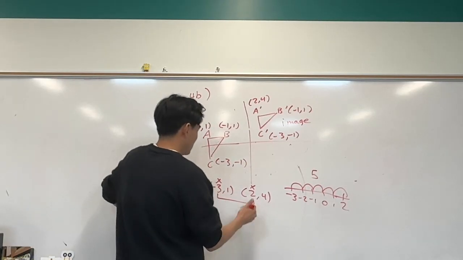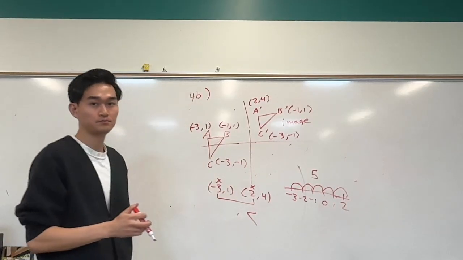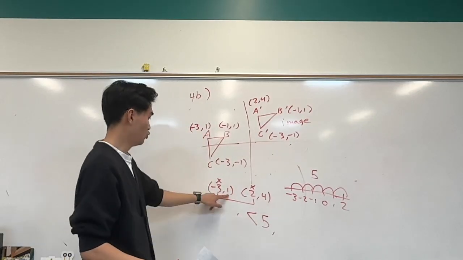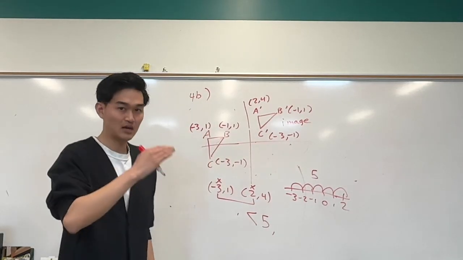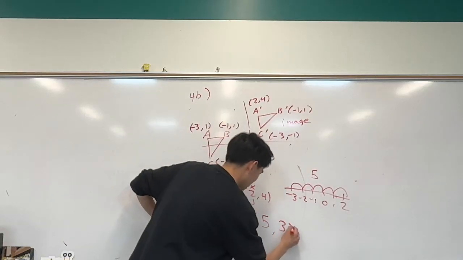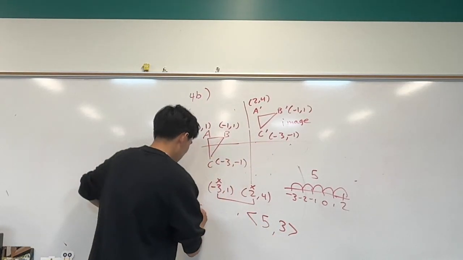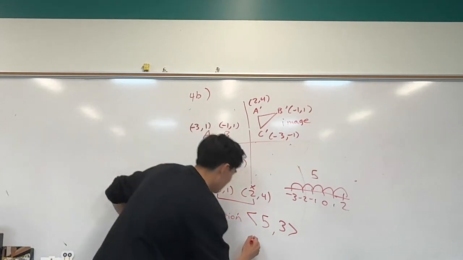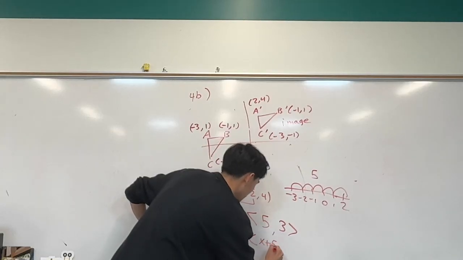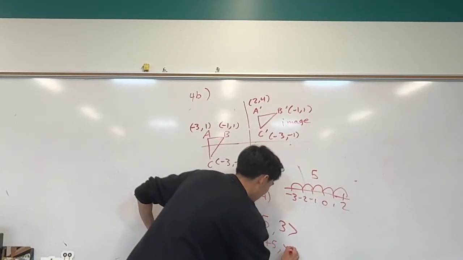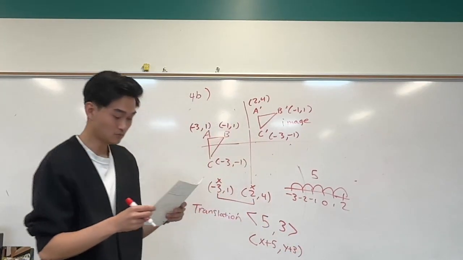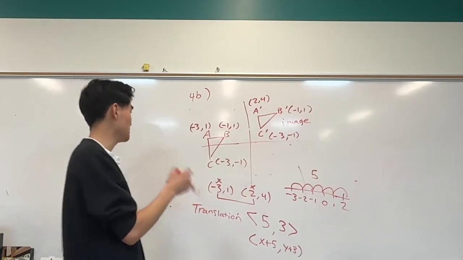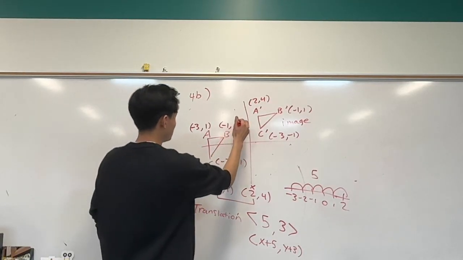So, in order for me to write that, I'm going to write it in vector form and in coordinate form. That would be +5. And from 1 to 4, for my y, I'm going up 3. So that is my translation. If I were to write that in coordinate form, that would be x plus 5, y plus 3. And you can check if it actually works for B and C. So 1 plus 3.